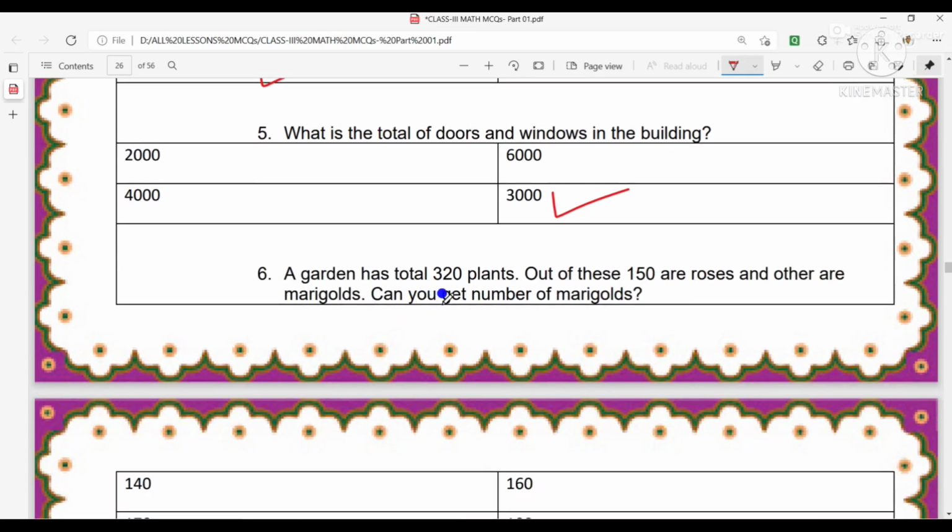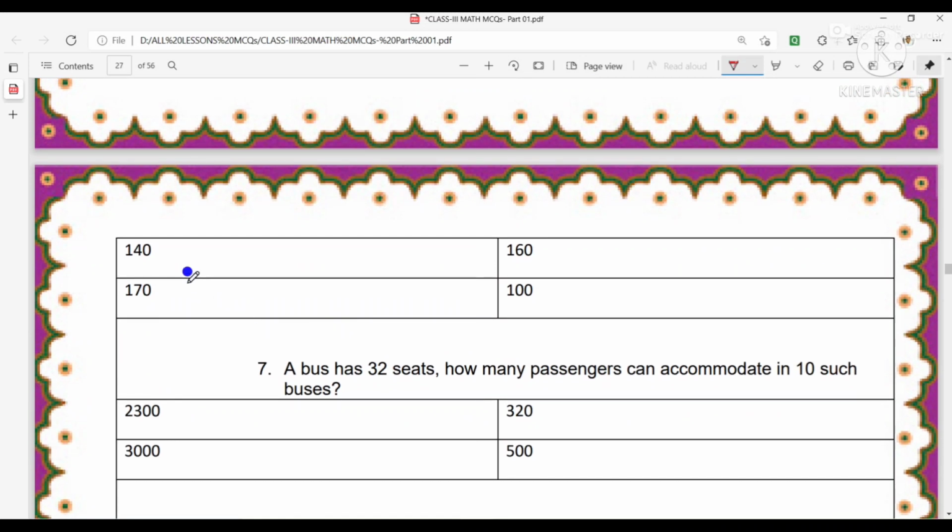A garden has a total of 320 plants. Out of these 150 are roses and the others are marigolds. So can you get the number of marigolds? Yes. 320 minus 150 equal to 170.